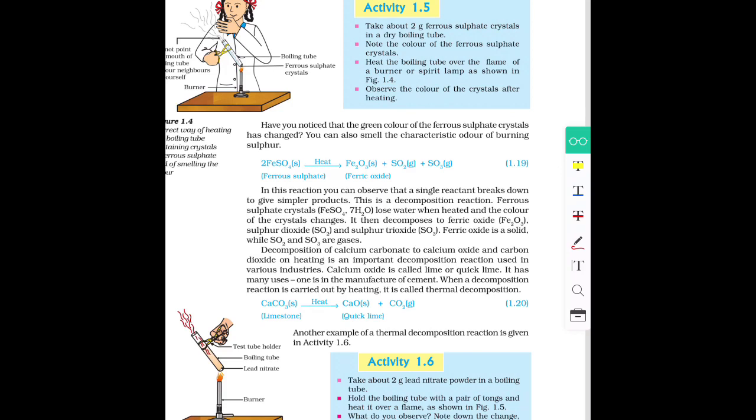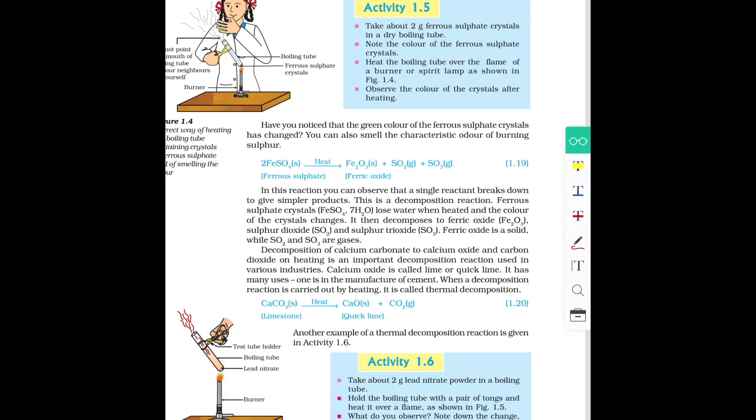Decomposition of calcium carbonate to calcium oxide and carbon dioxide on heating is an important decomposition reaction used in various industries. Calcium oxide is called lime or quicklime. It has many uses. One is in the manufacturing of cement. When a decomposition reaction is carried out by heating, it is called thermal decomposition. So, CaCO3 on heating gives CaO plus CO2.